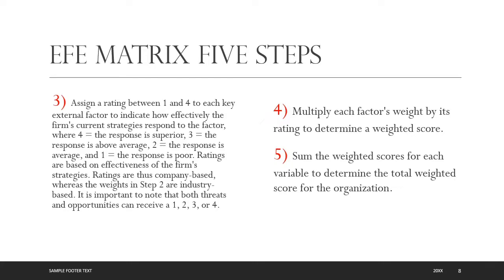The fourth step is we multiply each factor's weight by its rating to determine a weighted score. And the last step is we sum the weighted scores for each variable to determine the total weighted score for the organization.